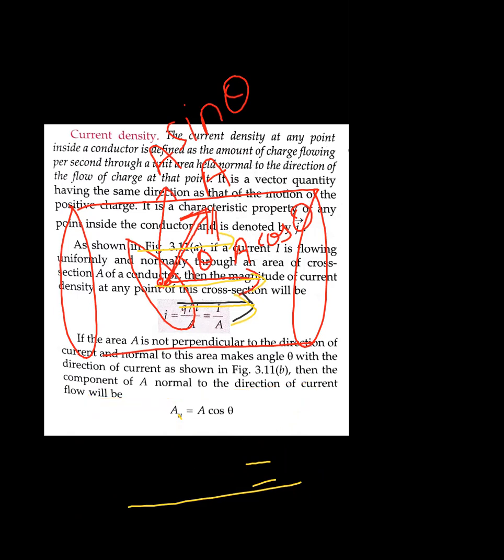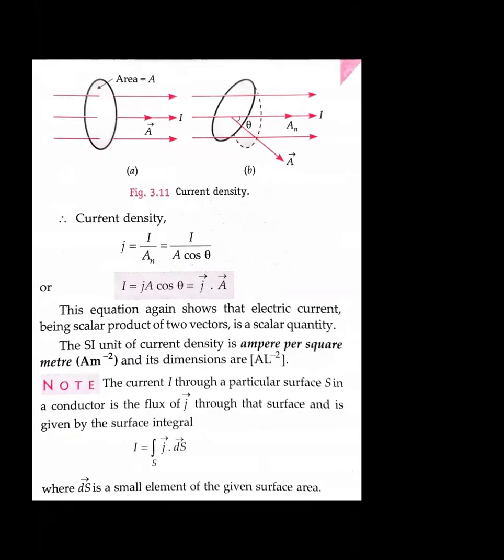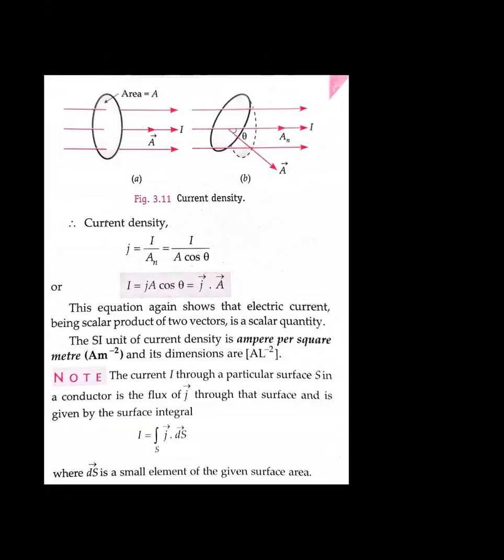So we are going to consider the A cos theta component, which is along the direction of current, for finding the current density. Right children? So we are going to have J equals I upon AN, where AN is the component of the area vector along the direction of current.